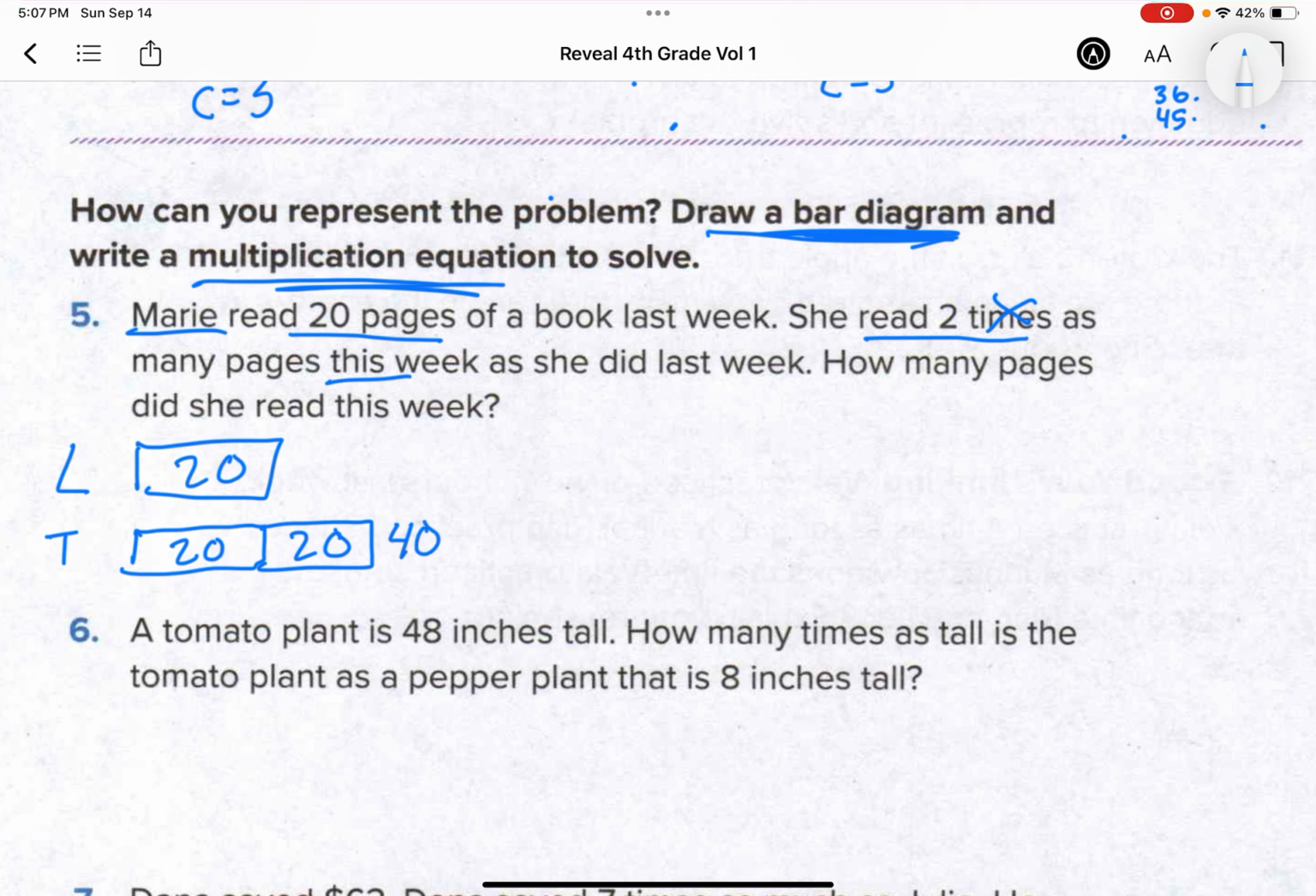Well, she read 40, 20 plus 20. Now, if that's all you have, your answer is incorrect because remember, ask for your equation. So we have 2 times 20 equals 40. So there's our equation.